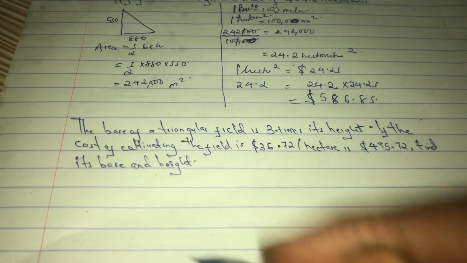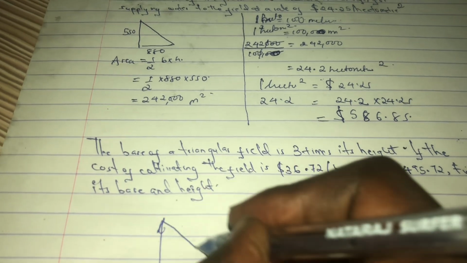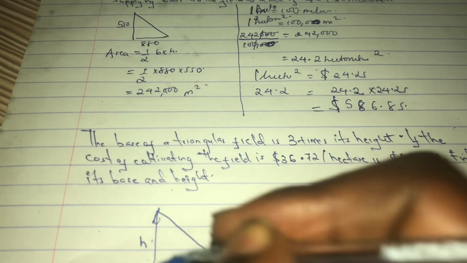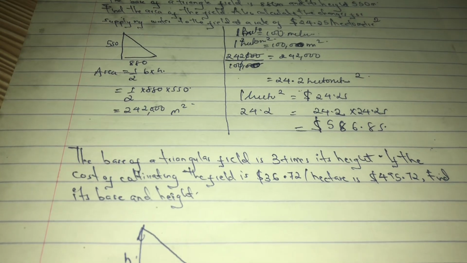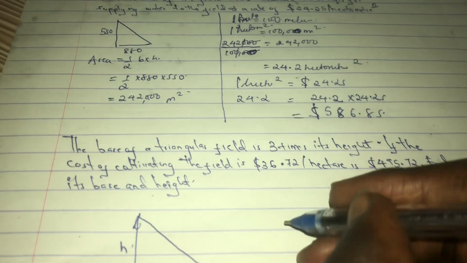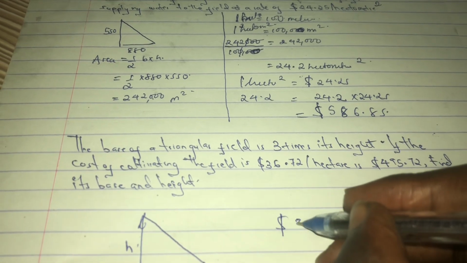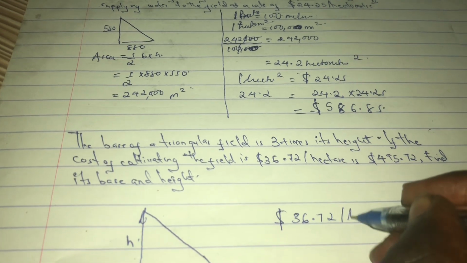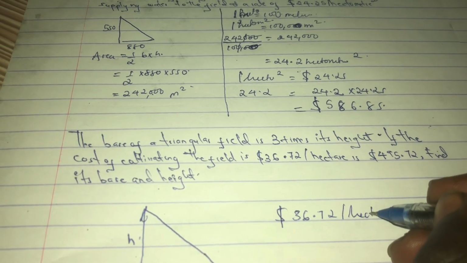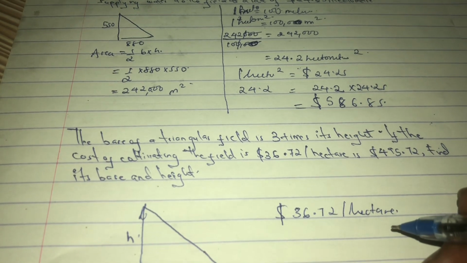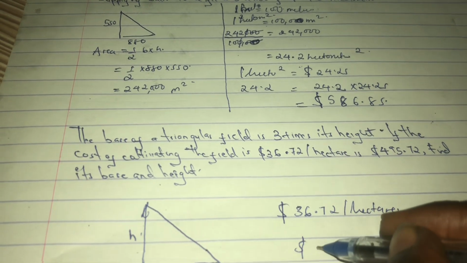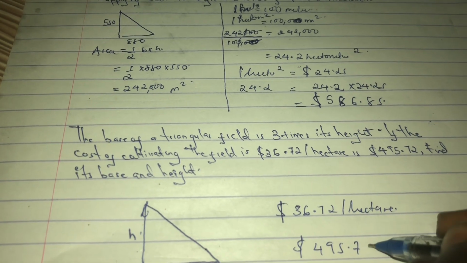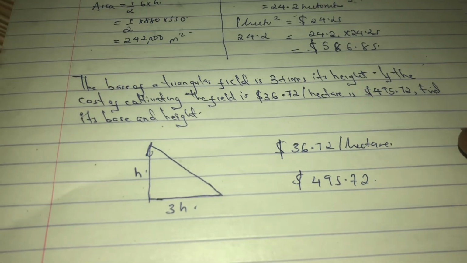Next, they've told us the base of a triangular field is 3 times its height. So we first let its height be h. That means if its height is h, its base is 3 times, it will be 3h. And they've said the cost of cultivating the field is $36.72 per hectare. This is the cost per hectare. That means the actual cost now is $495.72. They've said find now its base and height.